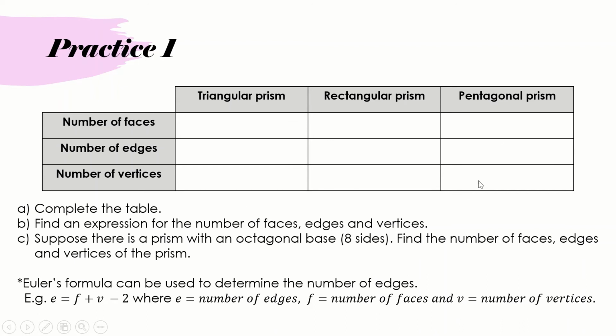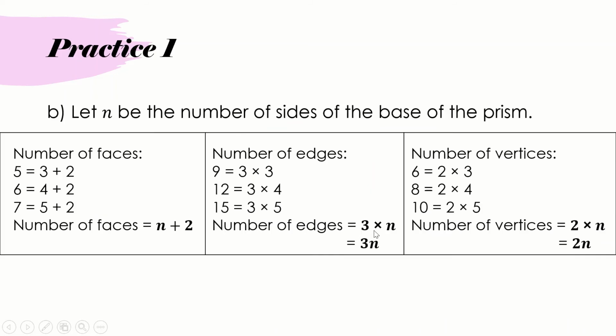So you need to fill out this table for part A. Okay, so this should be 5, 6, 7 number of surfaces. So what about number of edges? Triangular prism we have 9, rectangular prism we have 12, and pentagonal prism we have 15. And number of vertices will be 6, 8, and 10. Alright, next, part B, you need to find an expression for the number of faces, edges, and vertices.